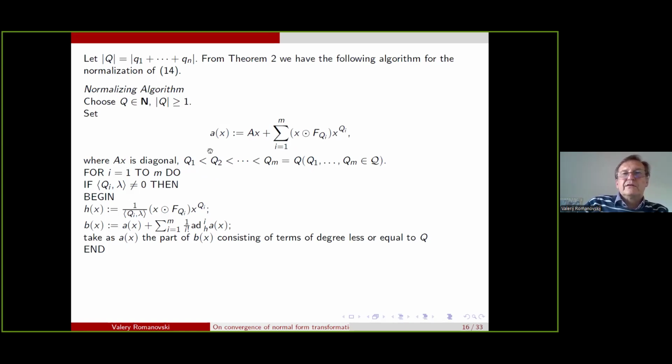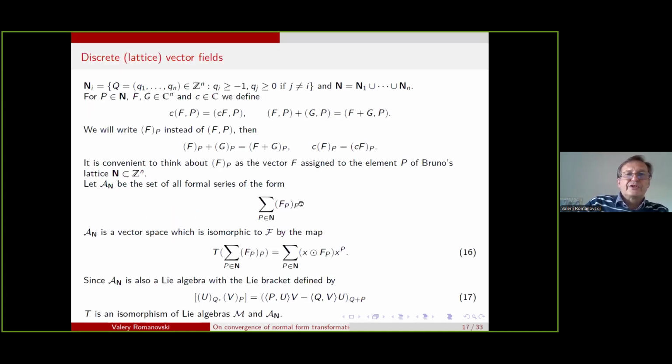So we just write Q1, Q2 according to lexicographic order, and we do normalization step by step for every Q. So for i from 1 to M, if the term is non-resonant, then you just compute H. Then you recompute the right-hand side, using the adjoint operator generated by this H. Then you denote this B as A(x), and you repeat the procedure until you kill all non-resonant terms here. So this is really simple.